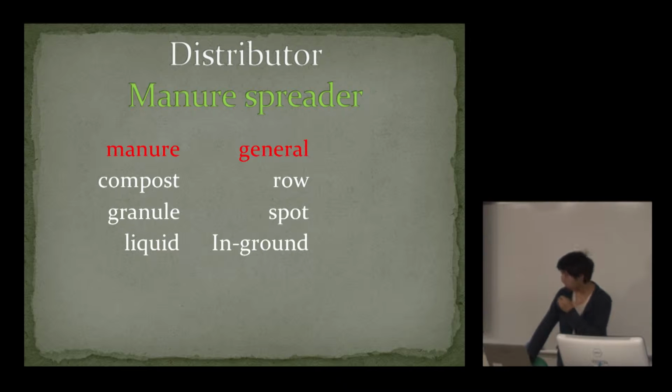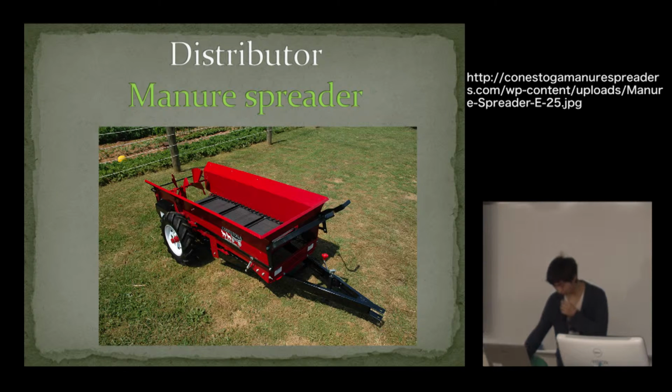Next is about fertilizer distributors. First, manure spreader. Fertilizer is manure and application is general. Manure has a lot of moisture, so it is very heavy. So the manure spreader is carried by a tractor. This machine distributes it over the whole field while it loosens coarse fibrous fertilizers.